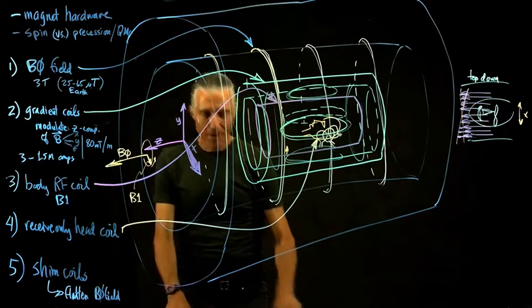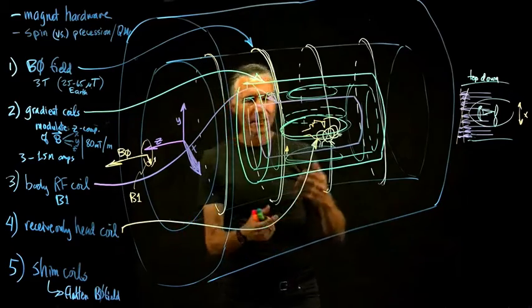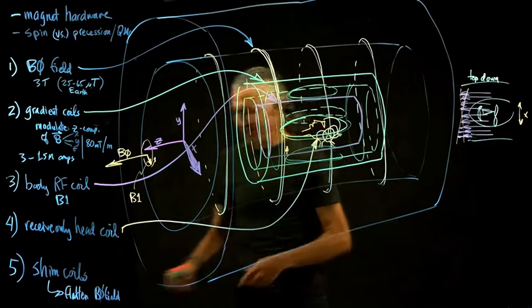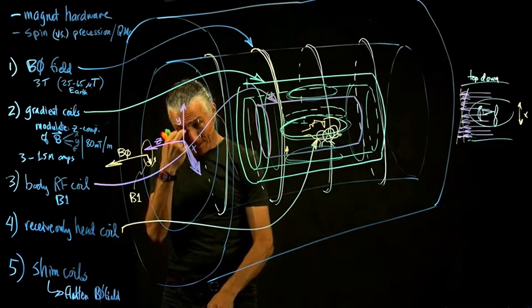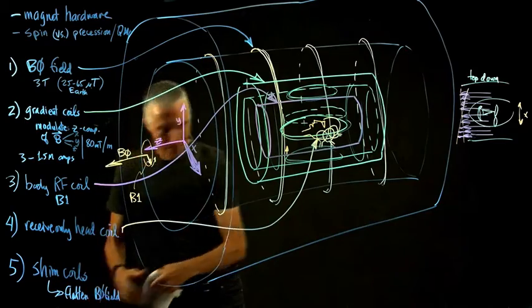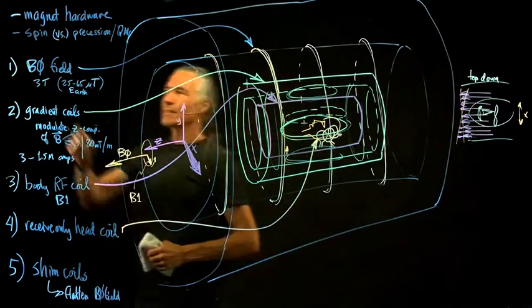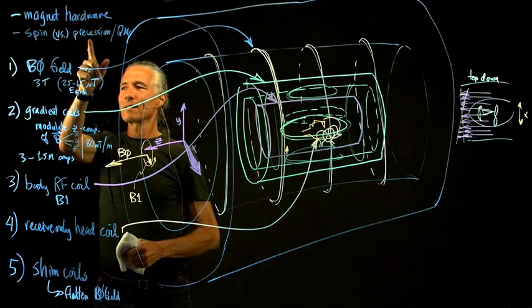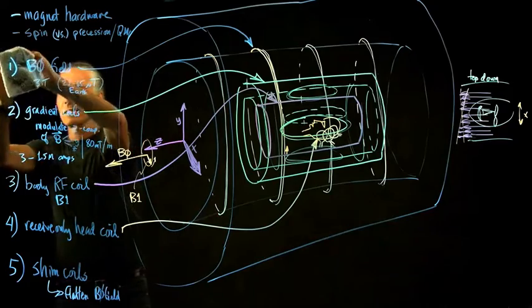Okay, so that's the hardware. That's the basic hardware. Not too complicated, but it's got 3D, and the 3D is kind of what gets you. So what we want to do now is talk about quantum mechanics just a little bit, to try to get an idea about what is the signal that we're creating, this precession business.